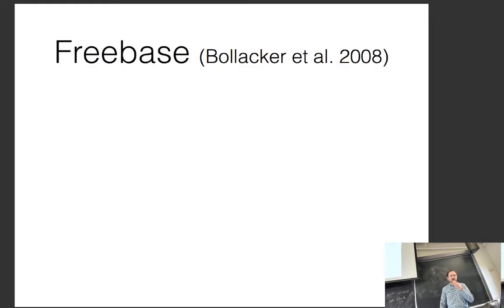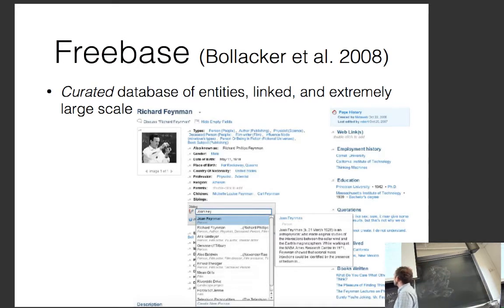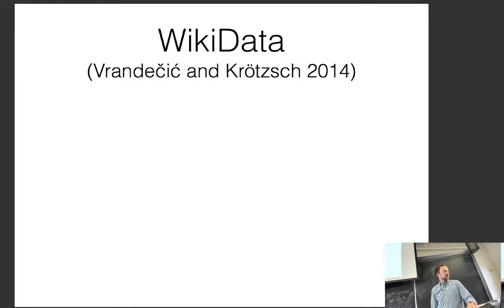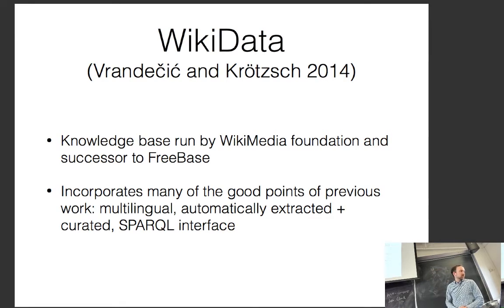Then perhaps the most famous one, Freebase, was a curated database of entities which was linked at extremely large scale. They did this through things like crowdsourcing and community editing. And this has all kinds of things, both extracted from Wikipedia and manually added, etc. And then finally, moving a bit forward, now there's Wikidata. It's a knowledge base run by the Wikimedia Foundation, and Freebase, which was originally run by a company and then bought by Google, Google basically donated it to Wikidata. So now Wikidata is kind of the successor of Freebase in a way. It incorporates many of the good points of the previous work: multilingual, automatically extracted, curated, and it has an interface using something called SPARQL, which is like a SQL for knowledge bases.